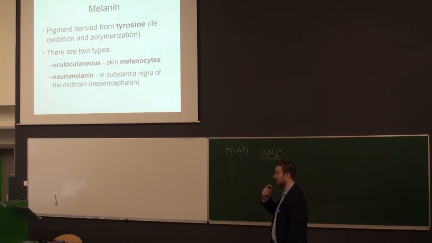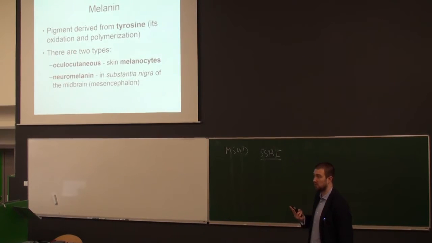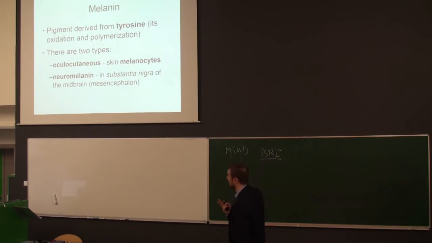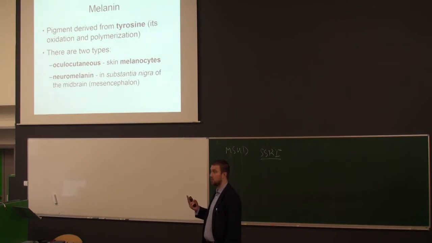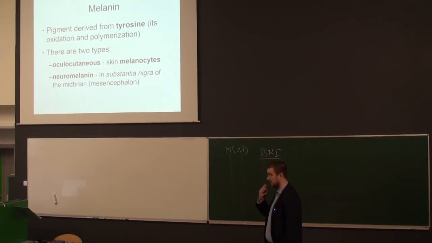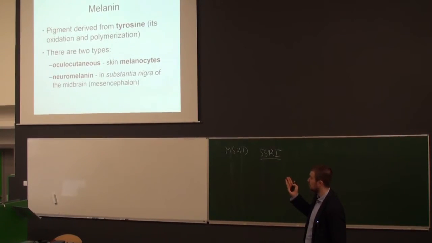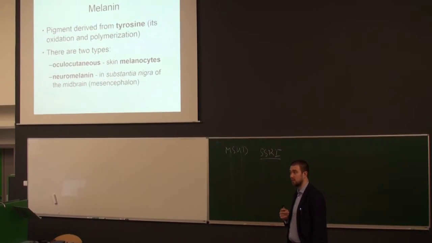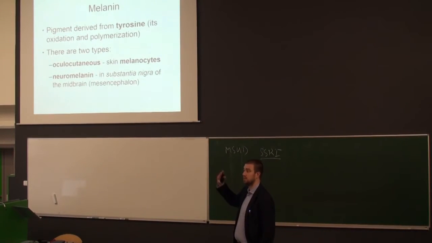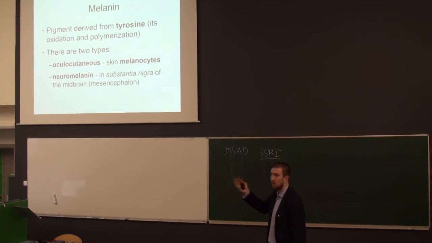Melanin in our body typically exists in 2 forms, or in 2 locations. One is the melanin that you have in your skin and in your eye, and this is produced by the melanocytes. As you know, these cells, when they are in rich quantity at one place, typically produce quite a high amount of the brown-black pigment, and that's the melanin.